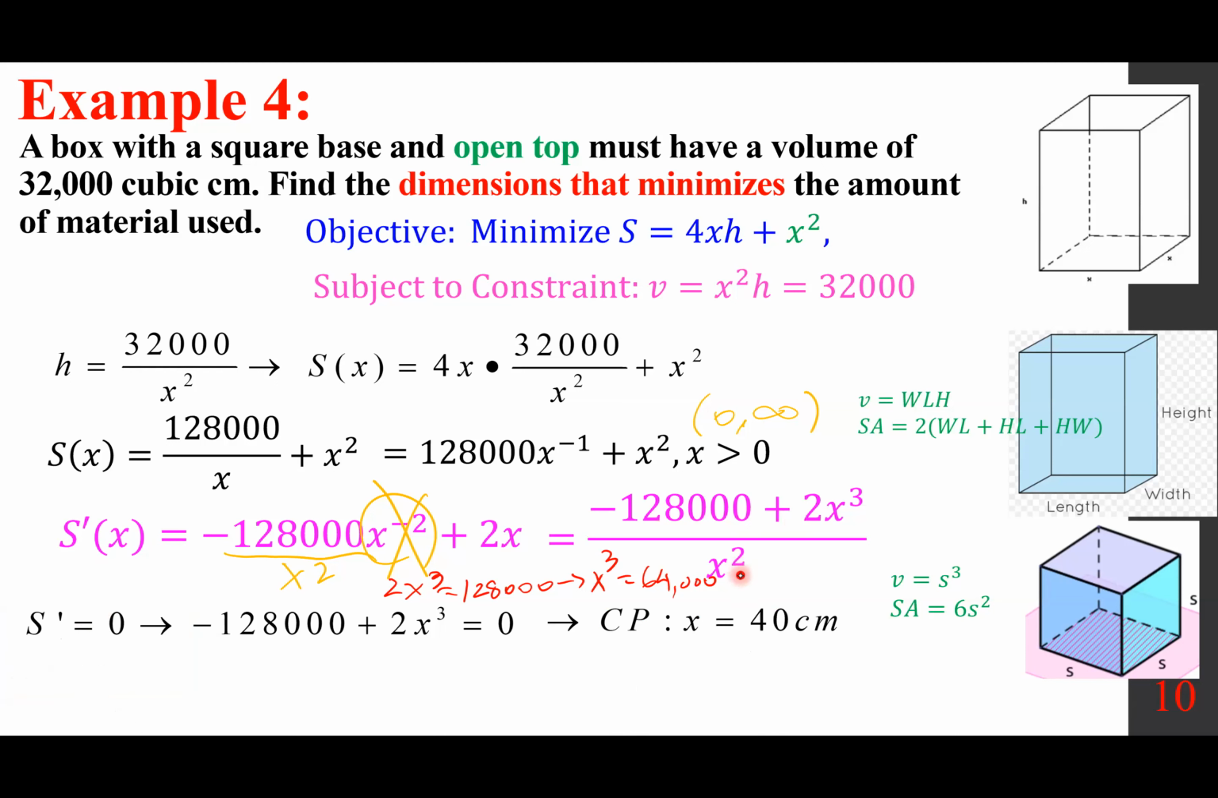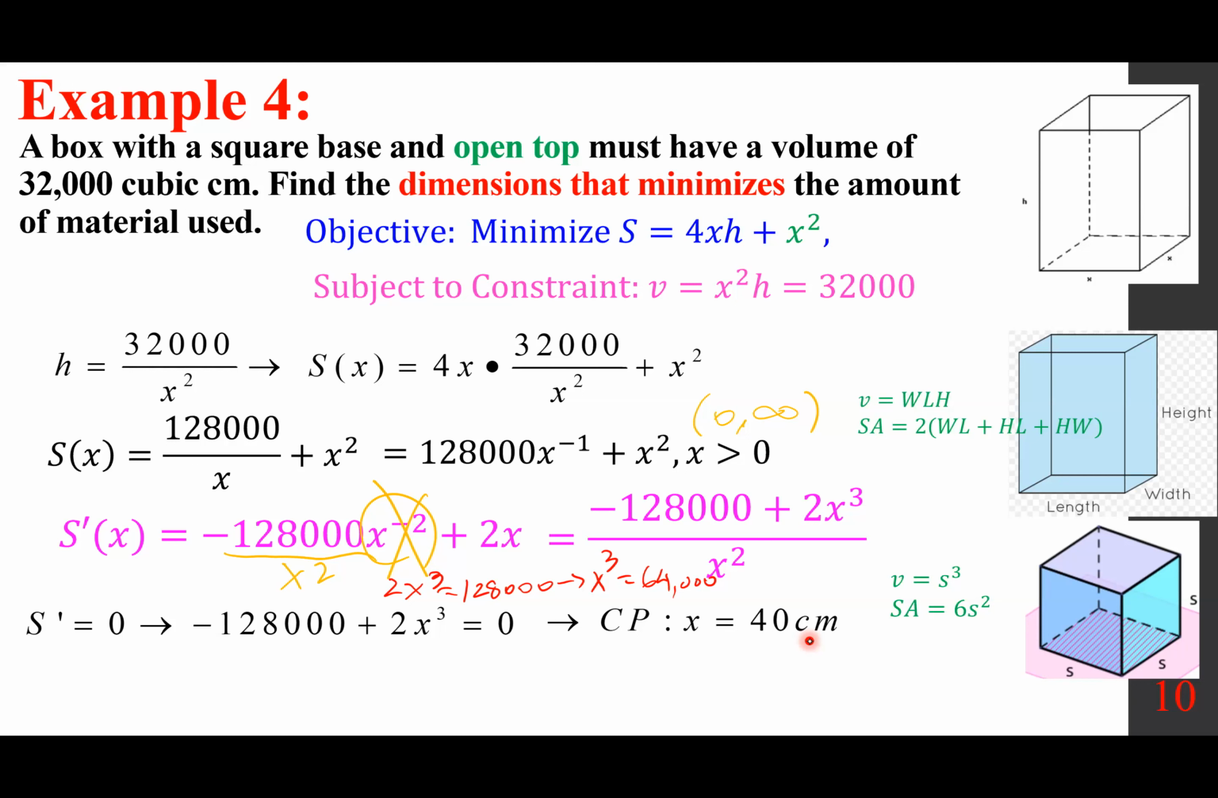S prime doesn't exist if the bottom is 0. If the bottom is 0, x becomes 0, and it's not in the domain. So we have one critical point. Because we have an open interval and one critical point, whatever happens, it's not only local, it's also absolute, but we don't know if it's a local max or min. So to prove that, we go with one of the methodologies, first or second derivative, and we are going to go with the second derivative test.